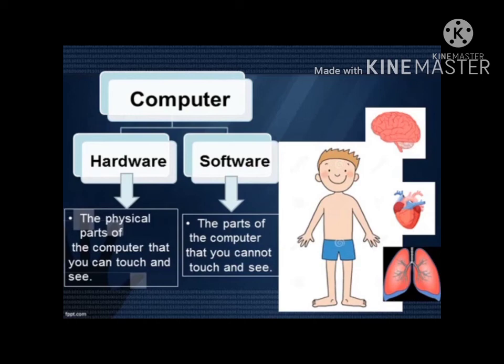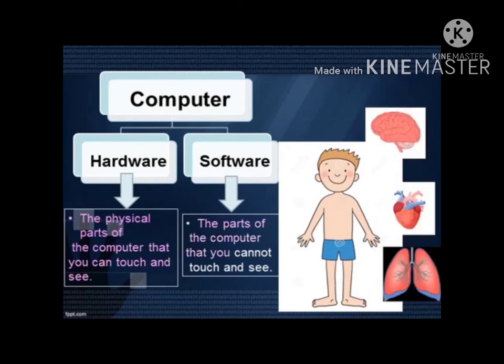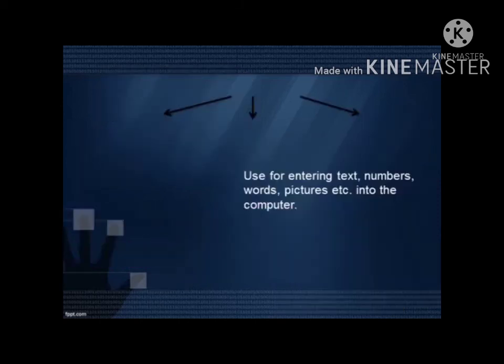Some parts of hardware are inside the CPU. You can see them only when you open the body of the CPU box. Example, hard disk, CPU chip, etc. Hardware of a computer is further divided into input, output and storage devices.